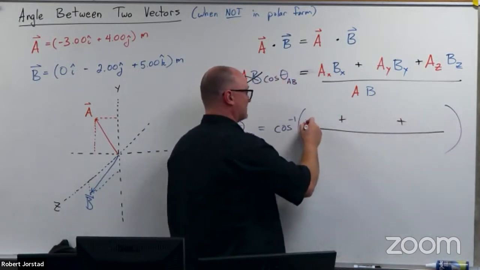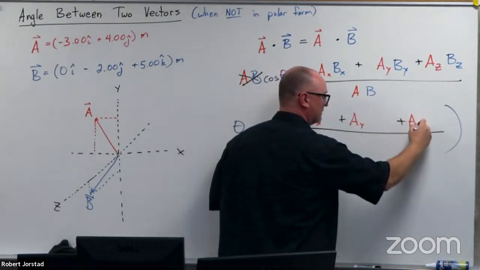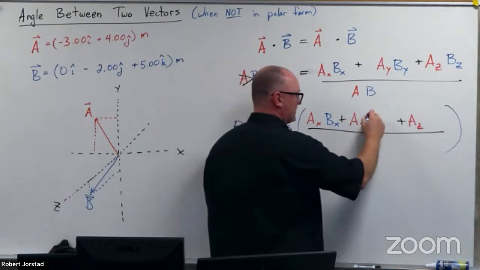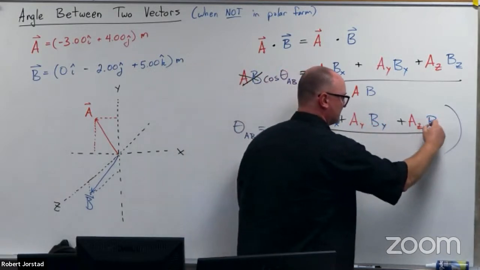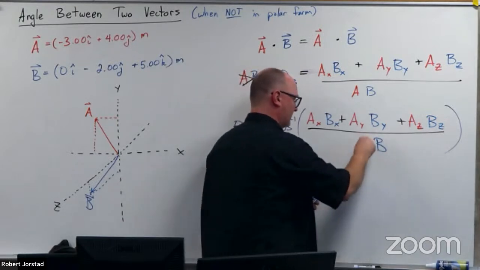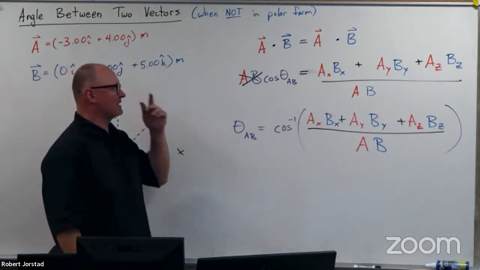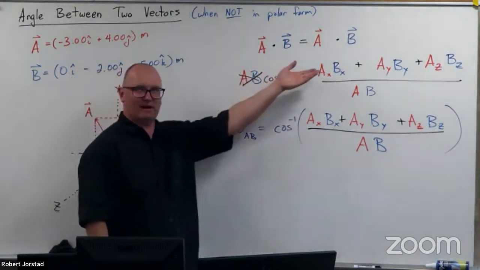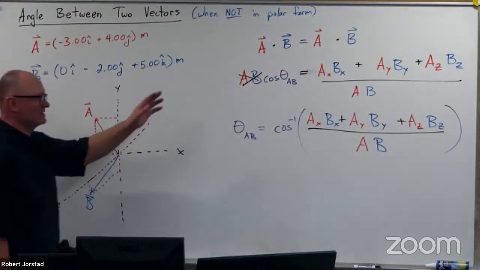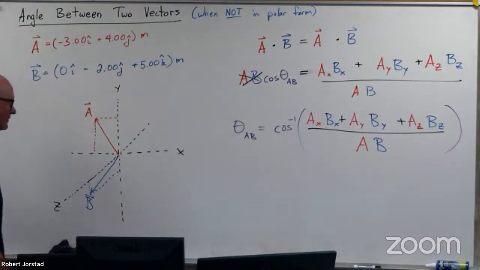Let's see, AX, AY, AZ, BX, BY, BZ, all over AB. And you could just memorize this formula, but for me, it's a lot easier to just remember there's two ways to write the dot product and do some math. For me, this process is a lot easier than memorizing something, but you do what's right for you.